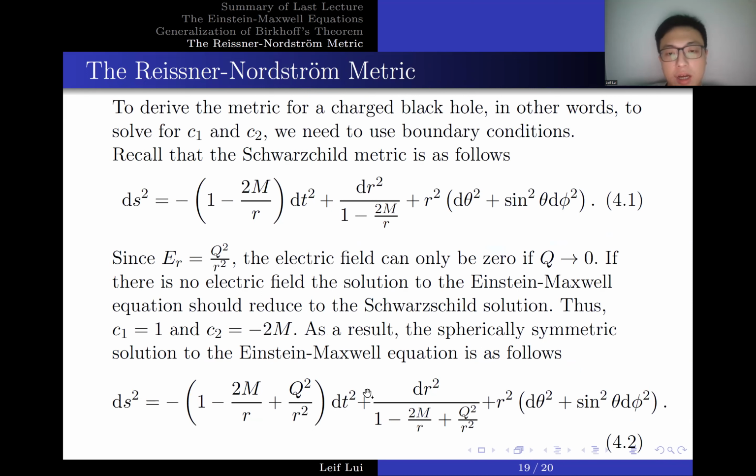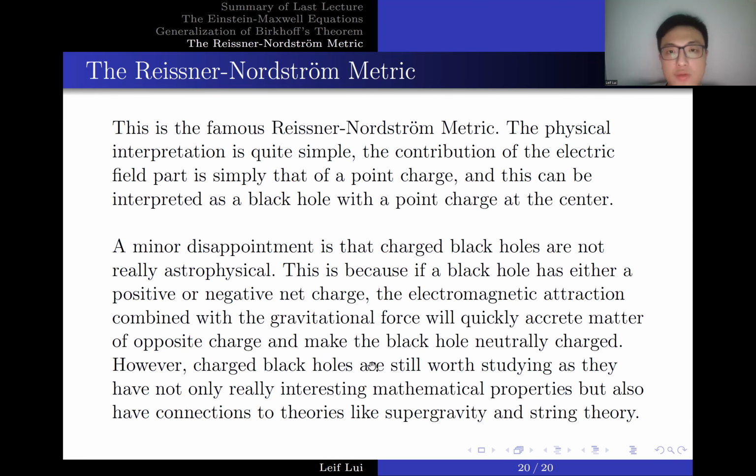And thus, the spherically symmetric solution to the vacuum Einstein-Maxwell equation is as follows. And this is the famous Reissner-Nordström metric. The physical interpretation of this is quite simple. The contribution of the electric field part is simply that of a point charge, and this can be interpreted as a black hole with a point charge at the center.